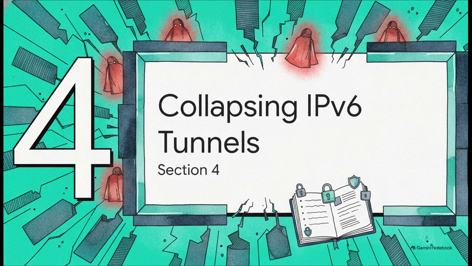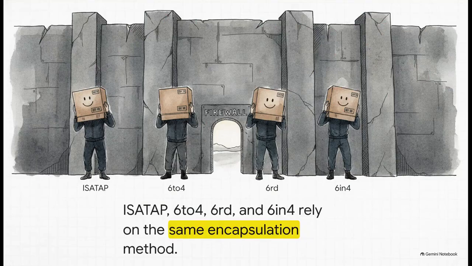Let's hit Section 4, collapsing unauthorized IPv6 tunnels. If we can't always block the native traffic safely without breaking things, we absolutely must stop the encapsulated tunnel smugglers dead in their tracks. Let's put together a rapid-fire cheat sheet for this. First, we can group these specific transition technologies together: ISATAP, 6to4, 6RD, and 6in4.